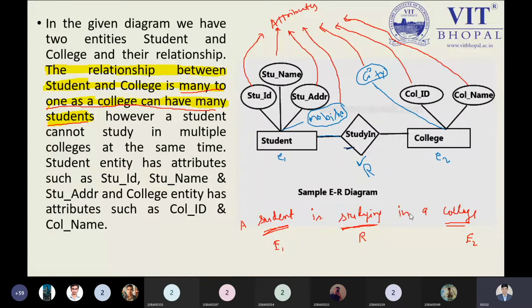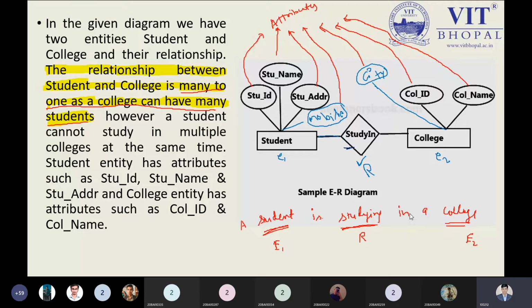It was not mentioned in our ER model, but we have to use it properly to justify the answer properly. So the relationship between student and college is many to one, as a college can have many students. So from right to left, you have to understand, in a college there are many students.